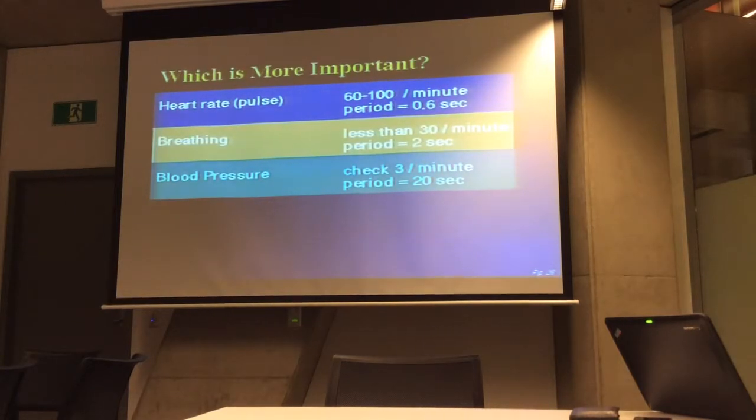Heart rate is approximately once a second. Breathing is about once every 2 to 6 seconds. Blood pressure check is once every 20 seconds. End of discussion. Those are the priorities, period.